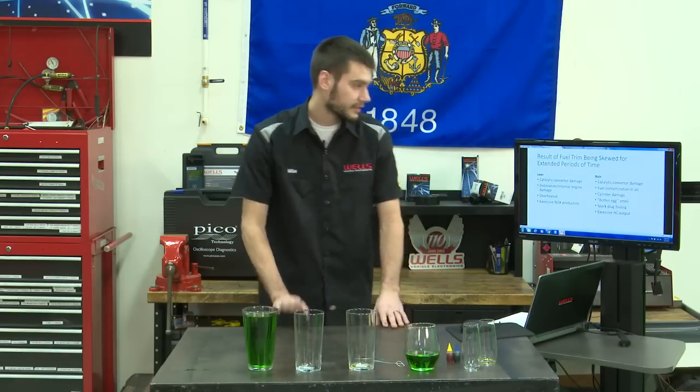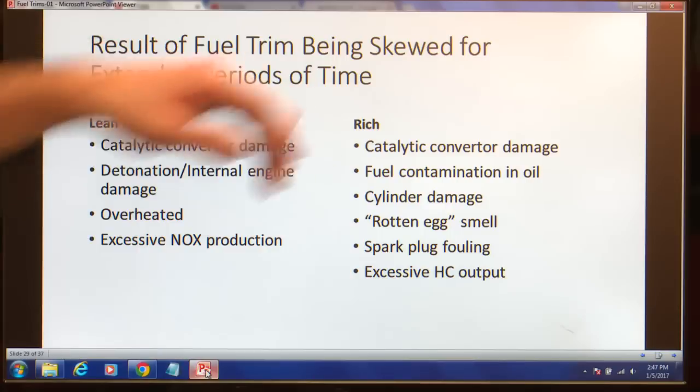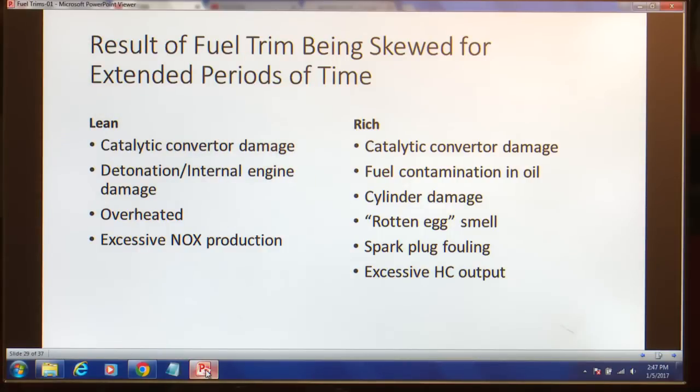And then last but not least, guys, the last slide. Results of the fuel trims being skewed for an extended period of time. So you're driving around, the check engine light's on, the thing's running like crap. This is what can happen. Both rich and lean, you can cause catalytic converter damage. The chemical imbalance, the chemicals that are needed, oxygen, fuel, all that stuff needed to create the event inside of the cat is off. It can cause meltdown on both ends, rich or lean.